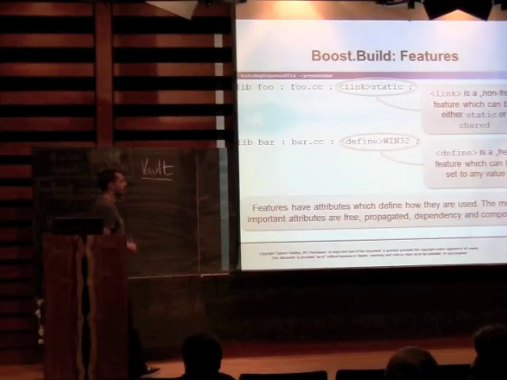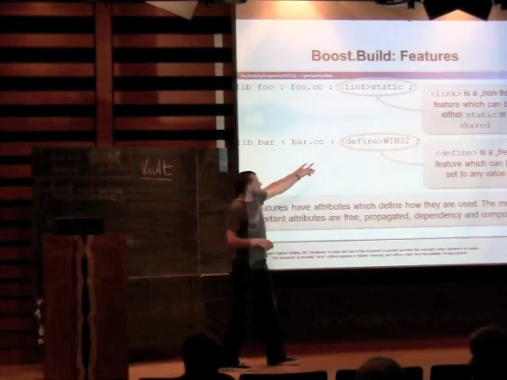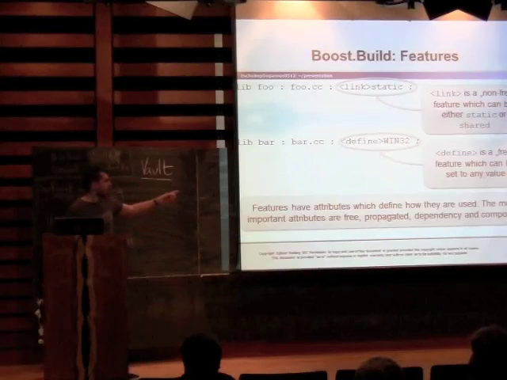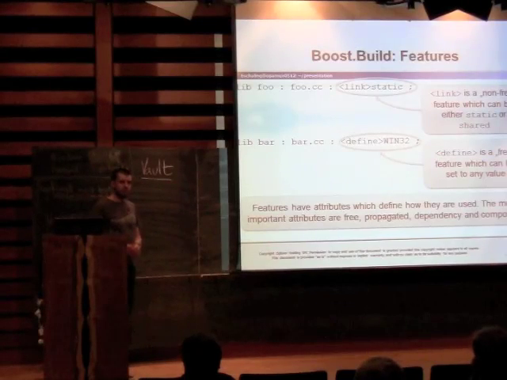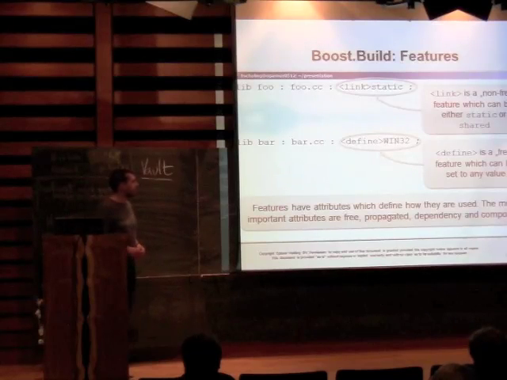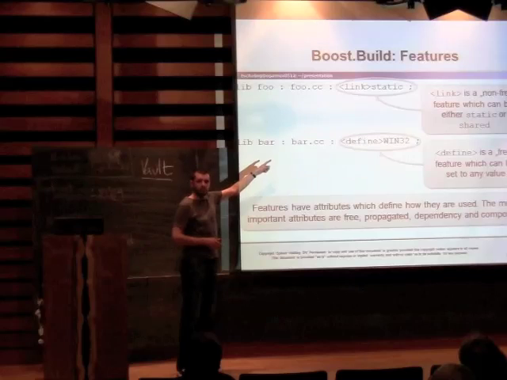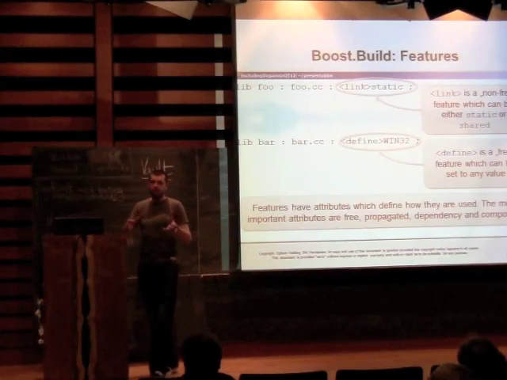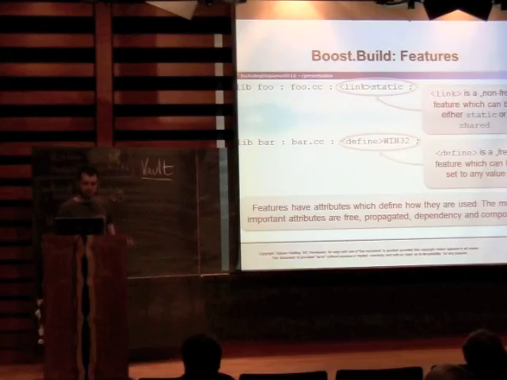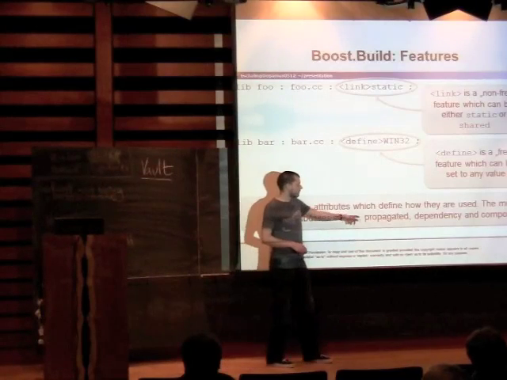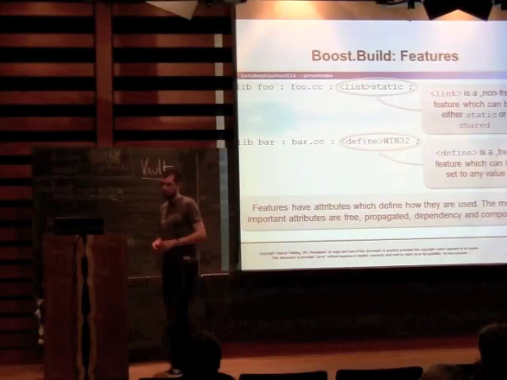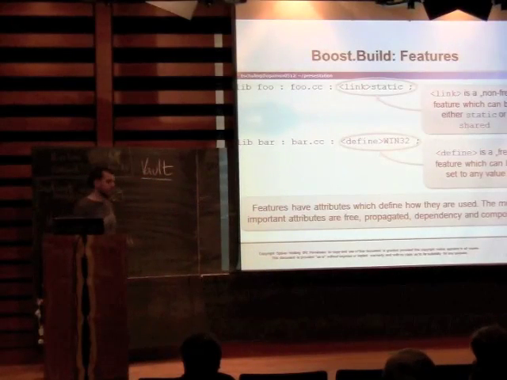You have a couple of other features which have other attributes, and define is a free feature, which means you can set define to any value you like. The define feature is simply used to define a kind of macro and pass it to the preprocessor. So the difference between link and define is that one is a non-free feature and the other is a free feature. When you start working with features, you need to understand what kind of attributes these features have. Are they free, are they non-free, or are they, for example, propagated? Do they define a dependency? Are they composite features? There are a couple of attributes, and whenever you work with a feature, you should have an idea what kind of attributes it has.